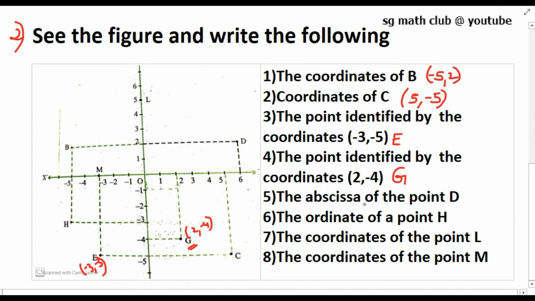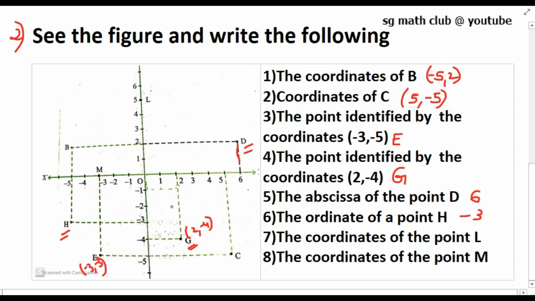Now what is the abscissa of the point D? First you have to identify where D is. Abscissa is nothing but the x coordinate. So what is the x coordinate of D? 6. So the abscissa of the point D is 6. In the same way, next one, the ordinate of the point H. First identify the point H. Ordinate means y coordinate. Abscissa means x coordinate. So what is the y coordinate of point H? This is the x coordinate, don't write that. The y coordinate is -3.